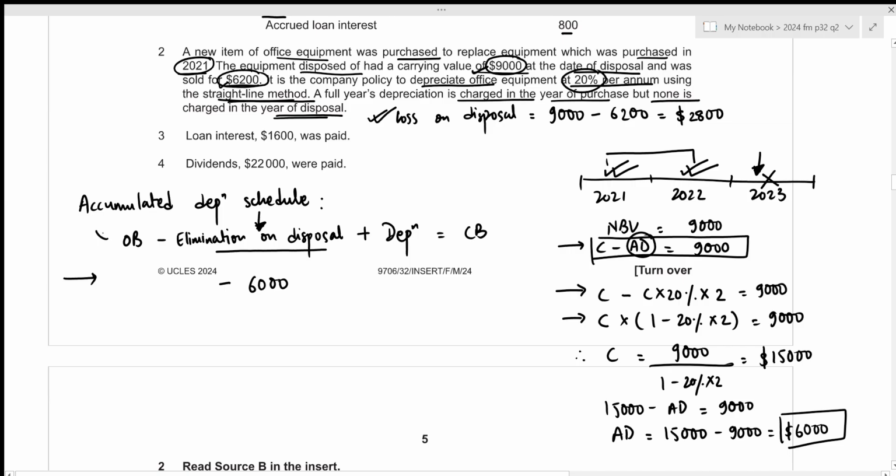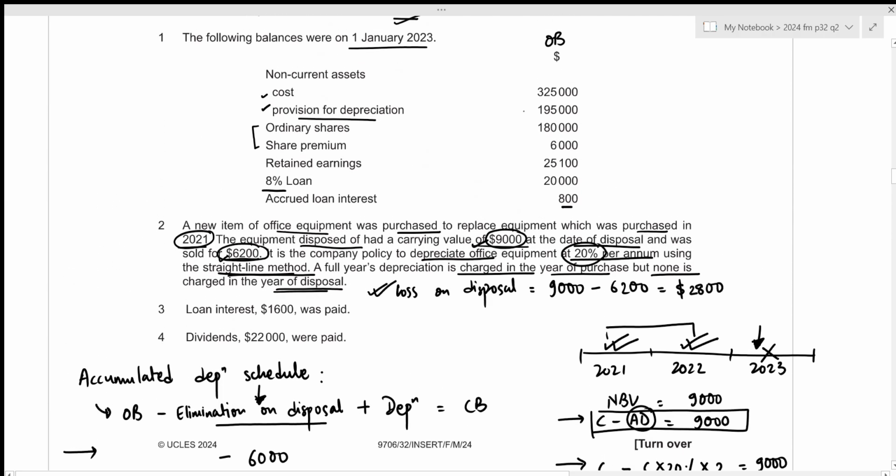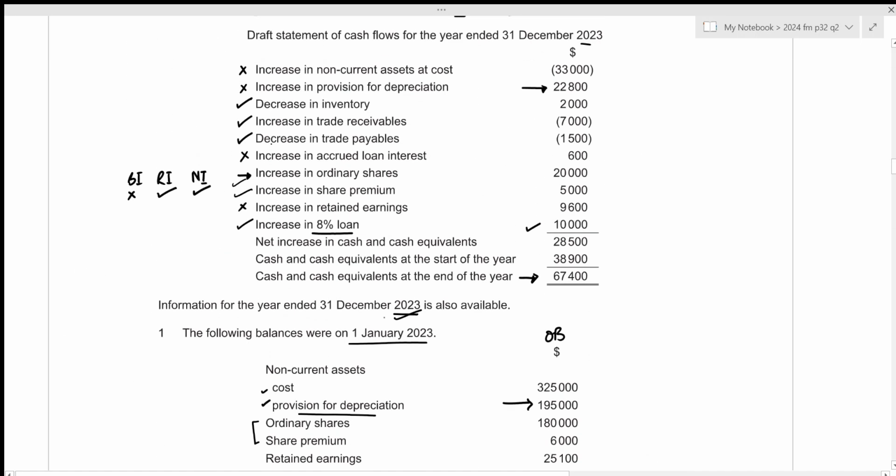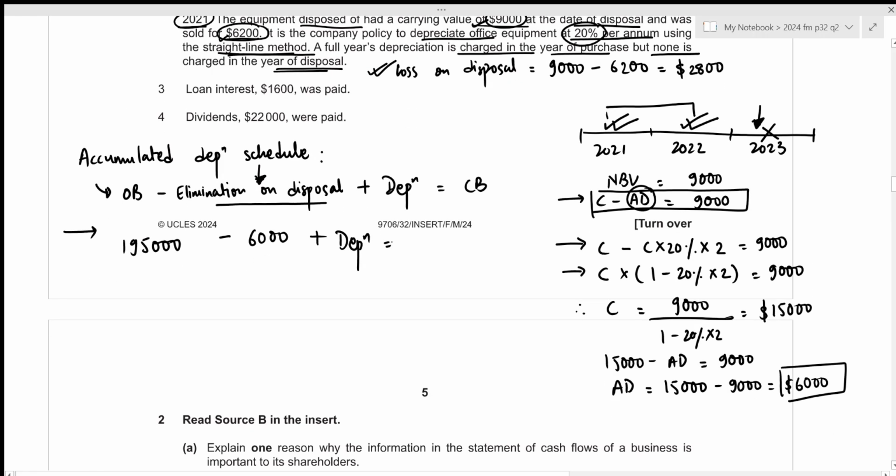Now let us include the opening balance of our accumulated depreciation, which is the provision for depreciation itself. That will be 195,000. Now we are trying to calculate the depreciation charge, and for the closing balance we can take a look at our increment. The increment value is 22,800. Now it just means that the closing balance is 22,800 higher than the opening balance. So we just have to increase the opening balance by 22,800. So 195,000 plus 22,800, which results in the value of 217,800. That's the closing balance of our accumulated depreciation.